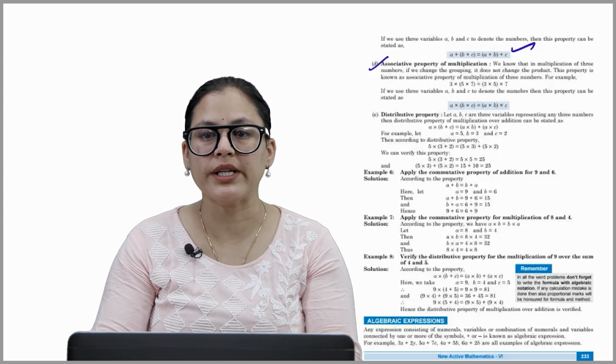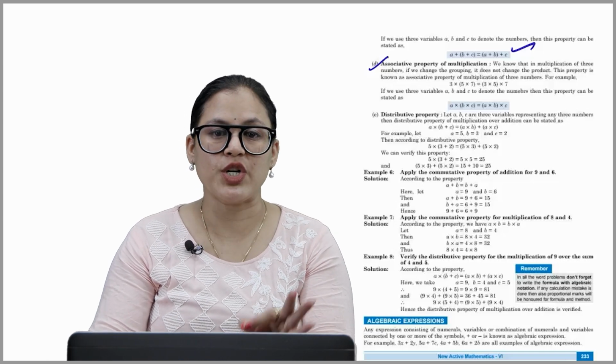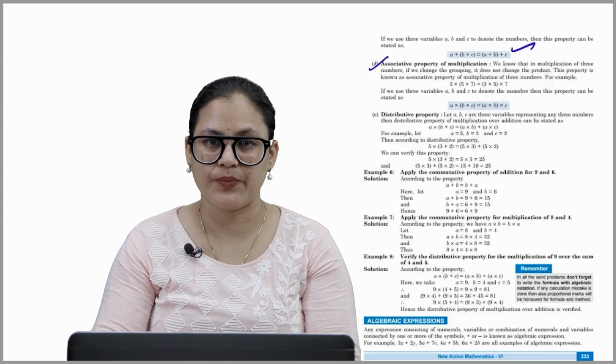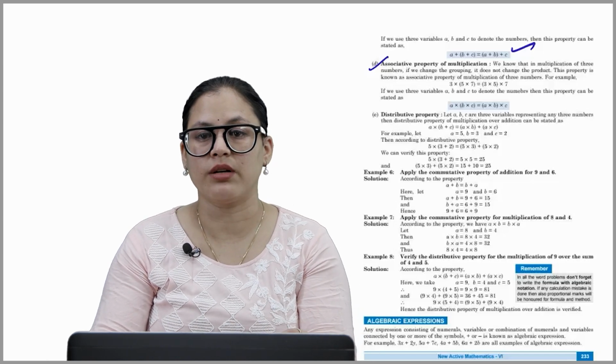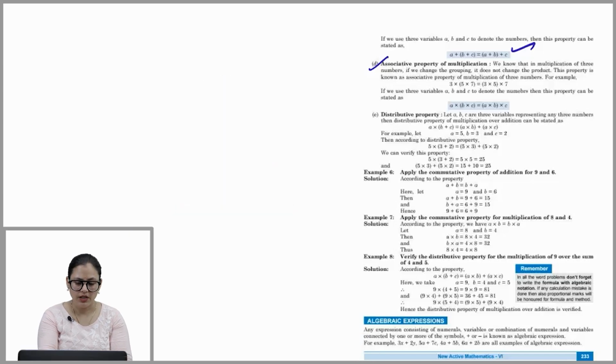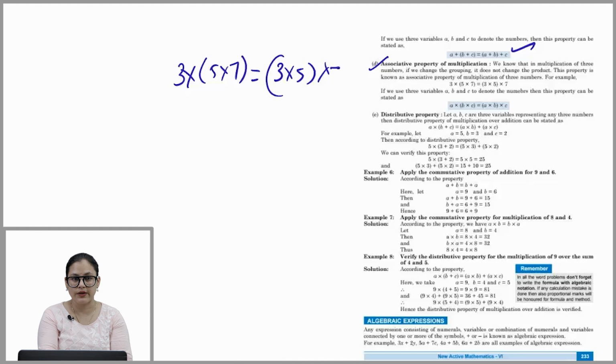We know that in multiplication of three numbers, if we change the grouping, it doesn't change the product. This property is known as the associative property of multiplication of three numbers. For example, (3 into 5) into 7 is equal to 3 into (5 into 7). If we use three variables A, B and C to denote the numbers, then this property can be stated as (A into B) into C is equal to A into (B into C).